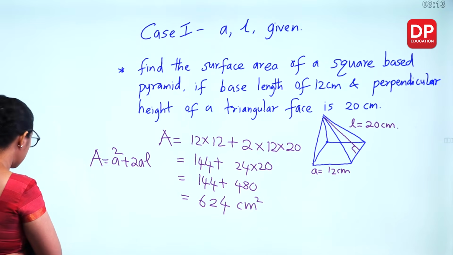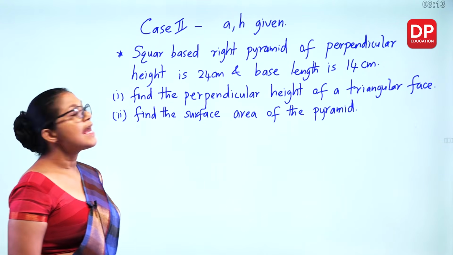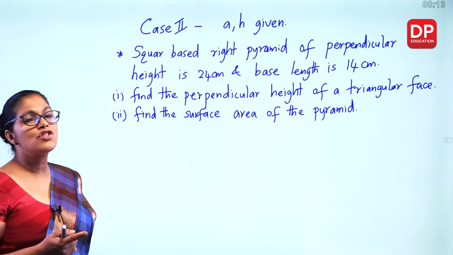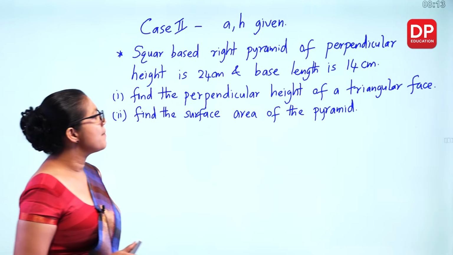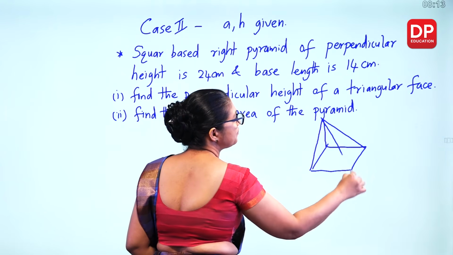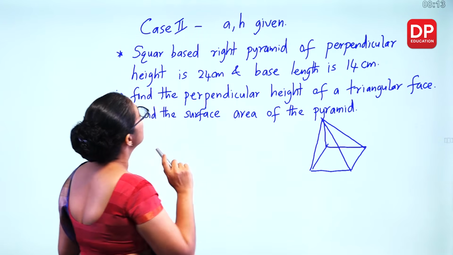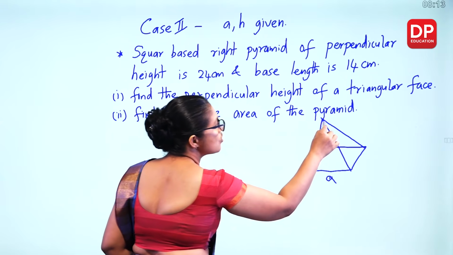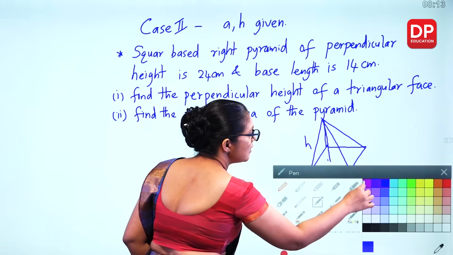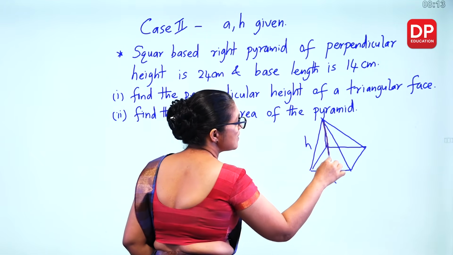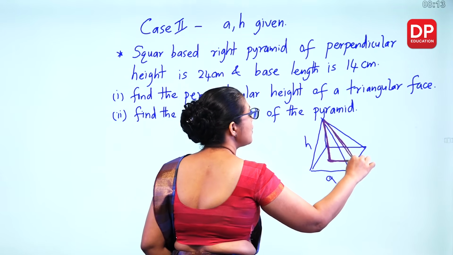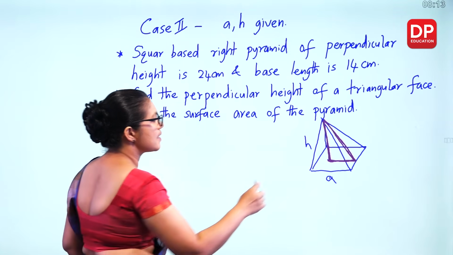Now we'll take the second case. In this case, A and H are given. So what is A? A is the length of the base and H is the perpendicular height of the pyramid. So we'll try to draw that. If this is the pyramid, A is given, A is here, and H is the perpendicular height. I'll take another color so you can see it clearly. This is H and this is the perpendicular height of the triangular face.